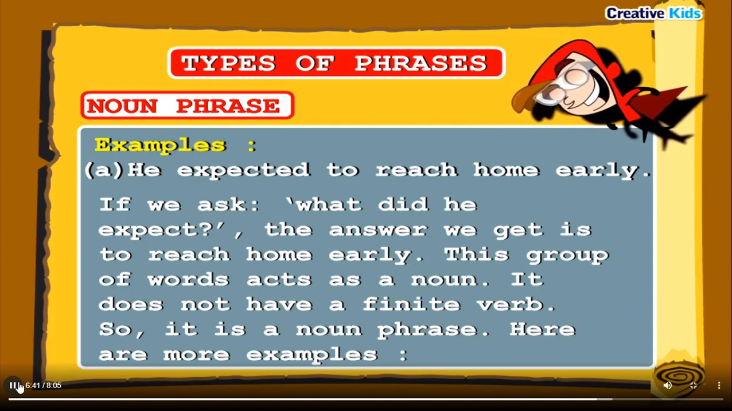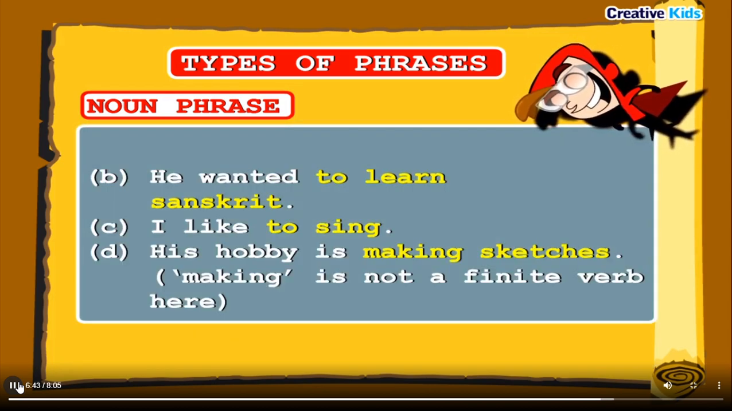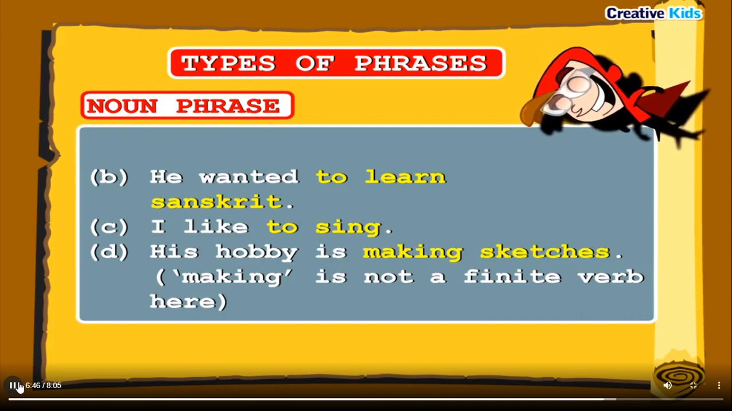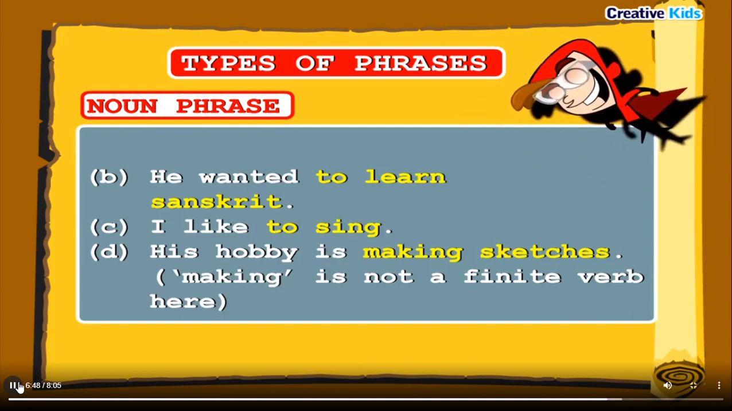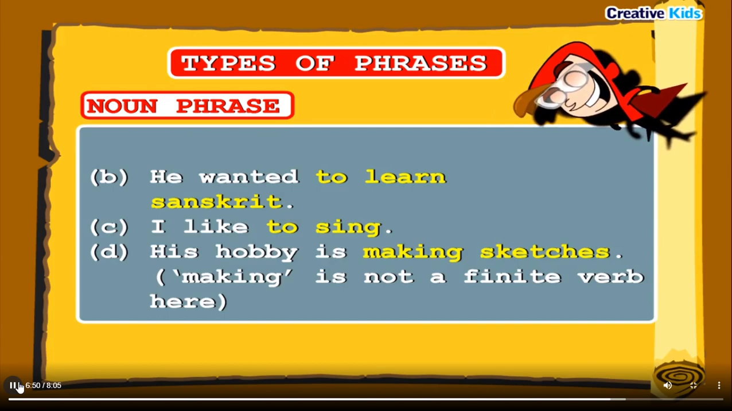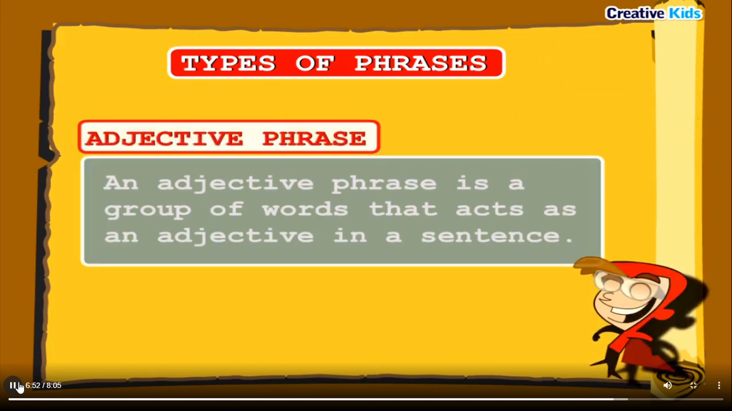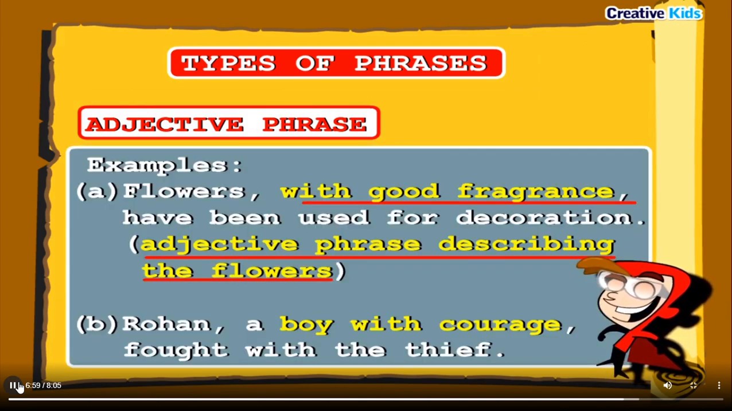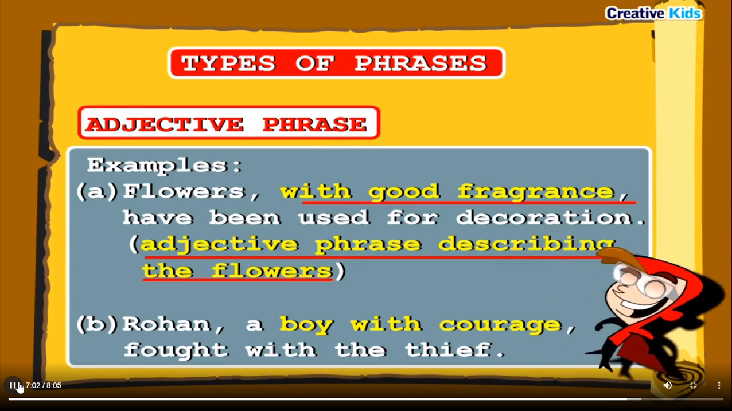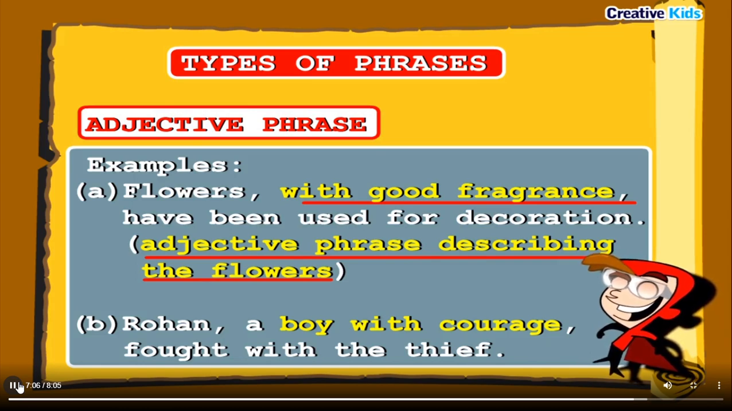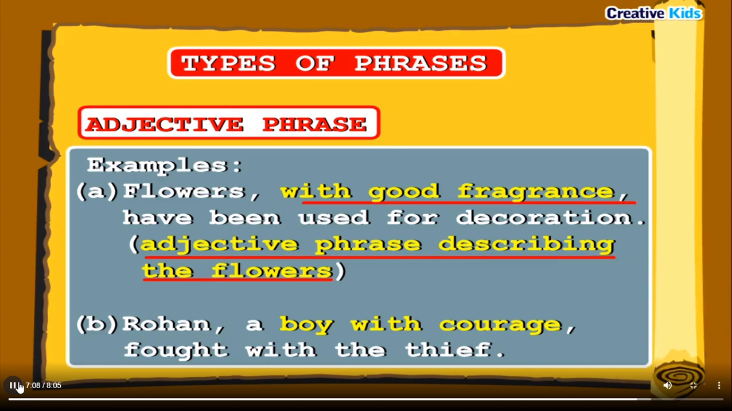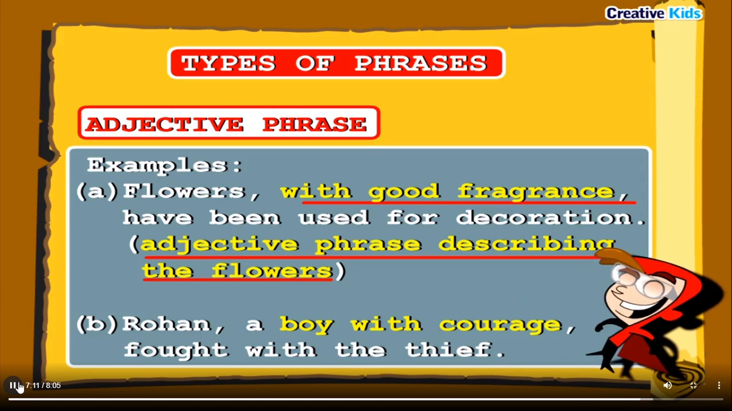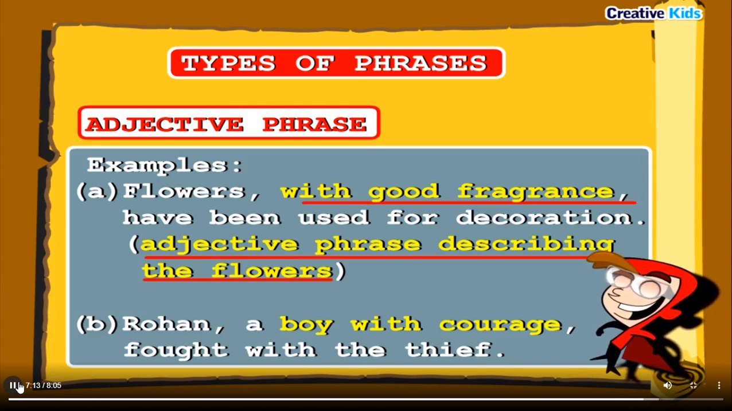Here are more examples. He wanted to learn Sanskrit. I like to sing. His hobby is making sketches. Making is not a finite verb here. Adjective phrase. An adjective phrase is a group of words that acts as an adjective in a sentence. Examples: Flowers with good fragrance have been used for decoration. Adjective phrase describing the flowers. Rohan, a boy with courage, fought with the thief.